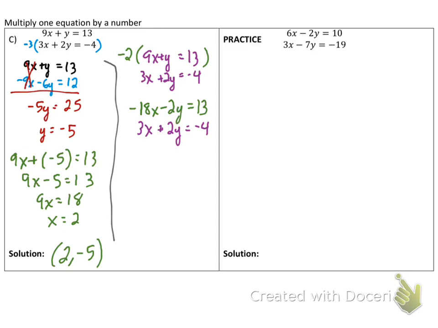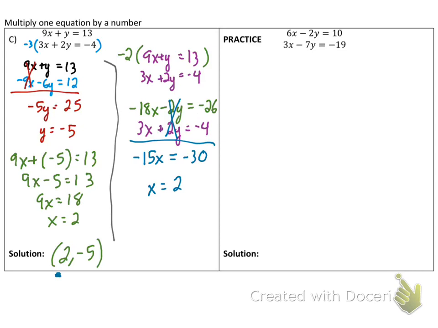Oops, and if you'll notice, I made a mistake. You got to make sure you distribute to everything, even across the equal sign. So negative 2 times 13, that's going to give me negative 26. All right, so then we just add the equations together. Negative 18x plus 3x, that's going to give you negative 15x. Negative 2y plus 2y, the y's get eliminated. And then drop your equal sign. Negative 26 minus 4, that'll be negative 30. Divide both sides by negative 15, and x is going to give you 2, which is exactly what we got when we eliminated the y's.